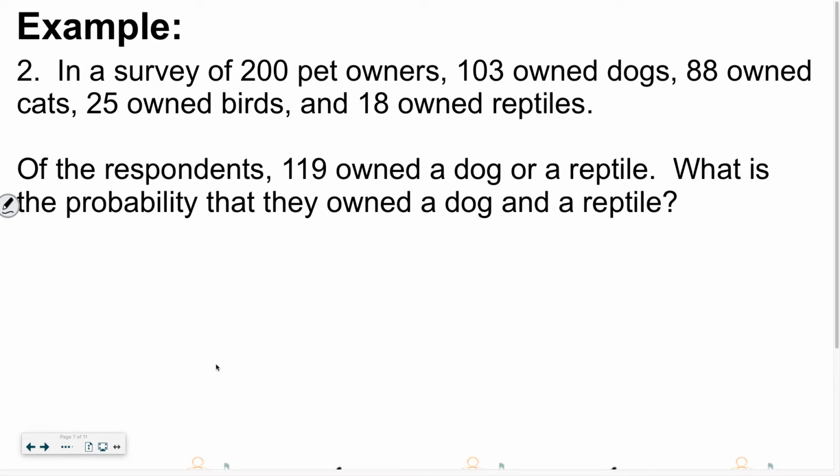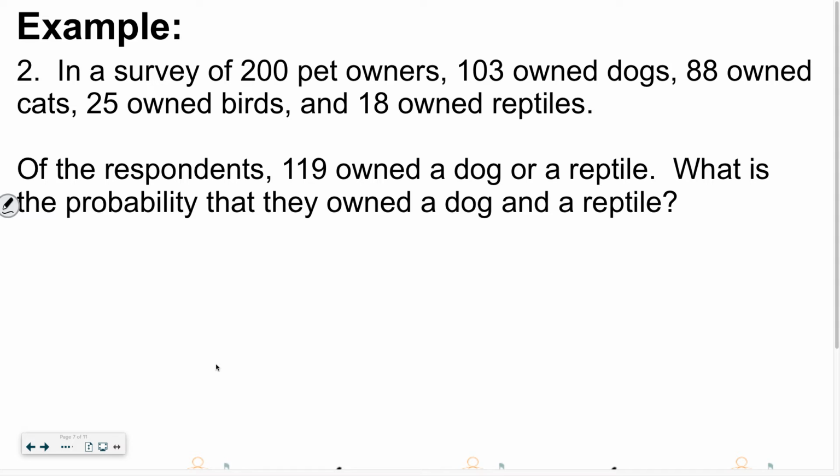Okay, let's do example 2. In a survey of 200 pet owners, a bunch of information, right? Data. Okay, read the problem. Of the respondents, 119 owned a dog or a reptile. What is the probability that they owned a dog and a reptile?